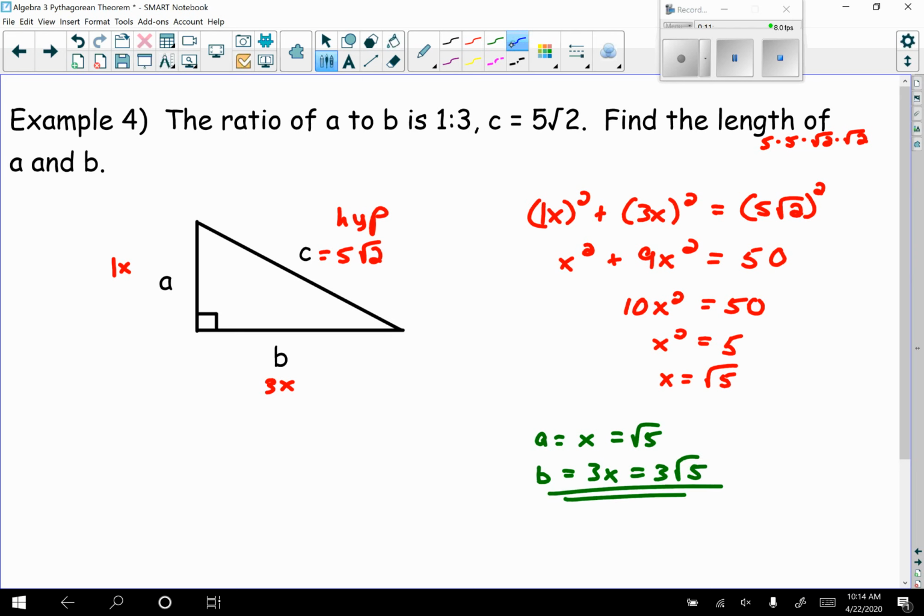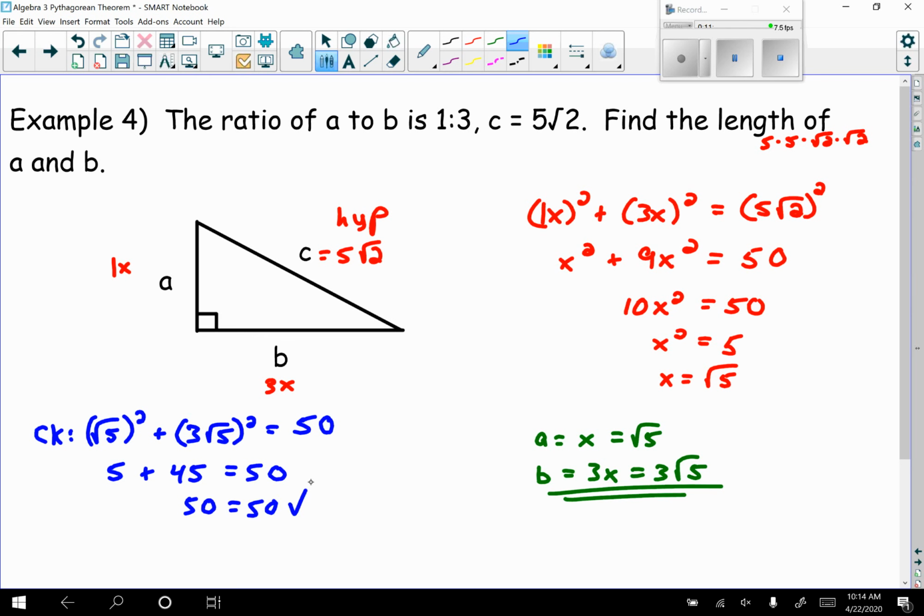And again, just a quick check here. So if I had x squared, that's just radical 5 squared, a squared, plus b squared is 3 radical 5 squared. Will that equal 5 radical 2 squared, which is 50? So I'm going to get a 5 here. If I square this next quantity, that's 3 times 3, which is 9. Radical 5 times radical 5 is 5, so I'm going to get a 45 here. And 5 plus 45 is 50. But again, these are our answers. This is just the check over here.